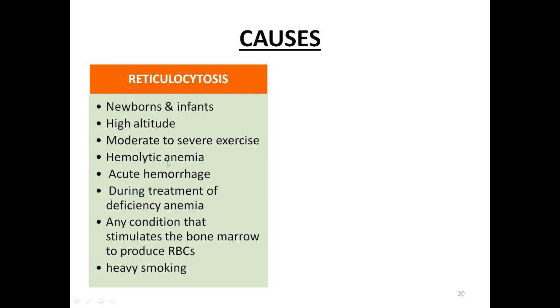Now in hemolytic anemia, where destruction of cells takes place, as compensation the bone marrow will produce more. In acute hemorrhage there is also blood loss, so the cell count will decrease, and there also as a compensation the bone marrow will produce more cells. During treatment of deficiency anemia, which I already said, any condition that stimulates the bone marrow to produce more RBC will have more reticulocytes, and also heavy smoking. So these are the causes.